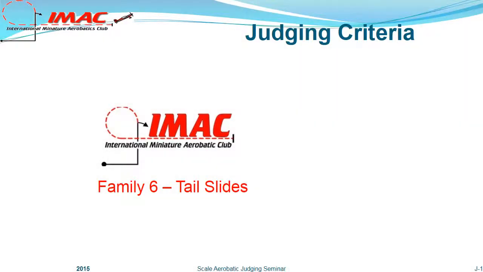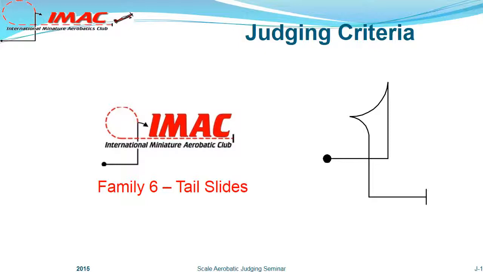This is Aresti Family 6, tail slides. Tail slides share many of the same line criteria as Family 5 figures. The main differences are found at the top of the lines. We'll briefly mention the line judging criteria and concentrate on the slide portion.